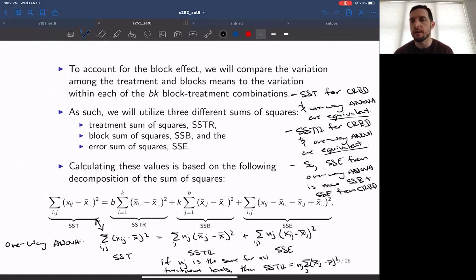Then the decomposition for the CRBD also adds an SSB term, where this SSB term is taking information from the SS error term of the one-way ANOVA. So basically what the CRBD does is it splits the sum of squares error of a one-way ANOVA into two components, the sum of squares block and the sum of squares error for the completely randomized block design.